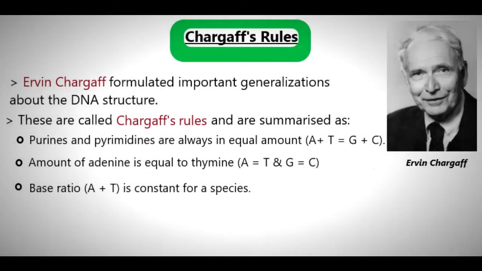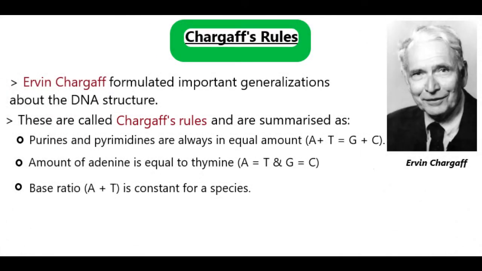Erwin Chargaff formulated generalization about the DNA structure. These are called as Chargaff's rule and are summarized as purines and pyrimidines are always in equal amount. As we know that DNA is made up of nucleotides and these are building blocks or building units of DNA, which are composed of phosphate group, deoxyribose sugar and nitrogenous bases.